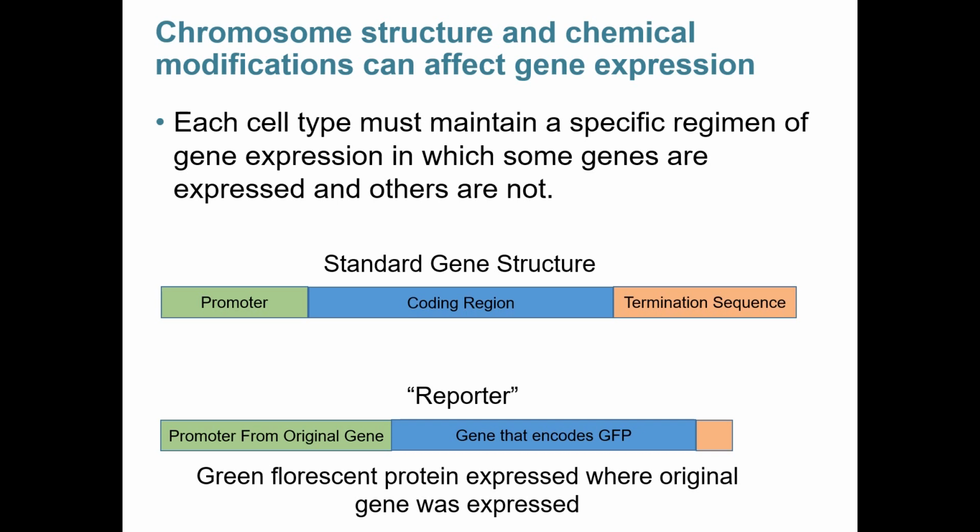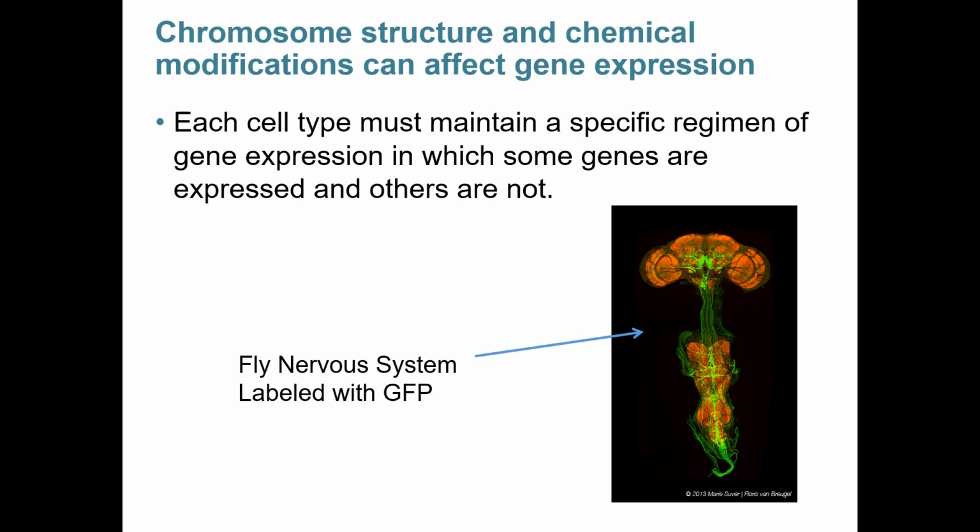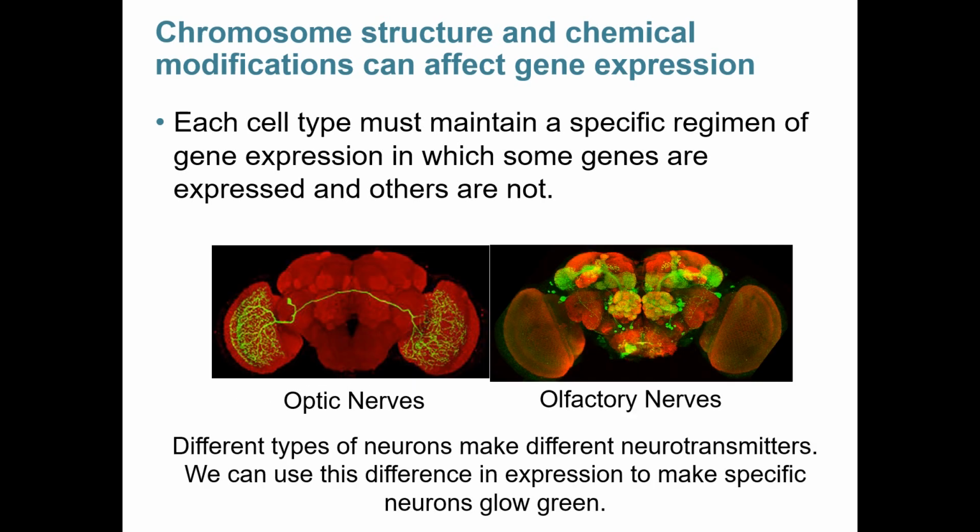Oftentimes when we think about something like neurons, we think that all neurons are going to be similar to each other, but that's not the case. For example here, one promoter on the left only shows GFP expression in the optic nerves. These are nerves that control the fly's ability to see. Another promoter on the right only shows expression in the olfactory nerves. These are nerves that are important for allowing the fly to smell. Different types of neurons make different neurotransmitters and express different genes, and that's what allows them to do the job that they need to do for the brain.